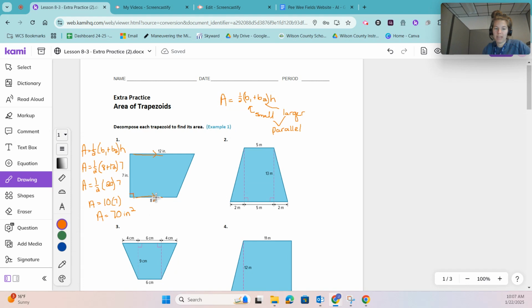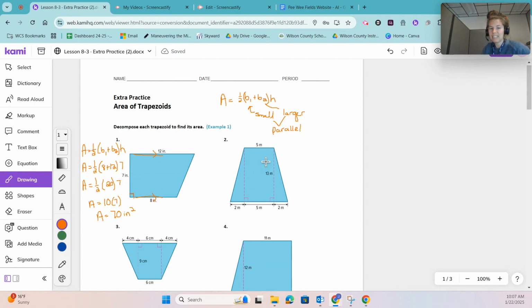Okay, so my small base is 8. I plug that in for B1. My long base is 12, so I plug that in for B2. Okay, my height is perpendicular to those bases, and it was 7 here. So I substitute that in for the H. Then I follow my formula across using my order of operations.